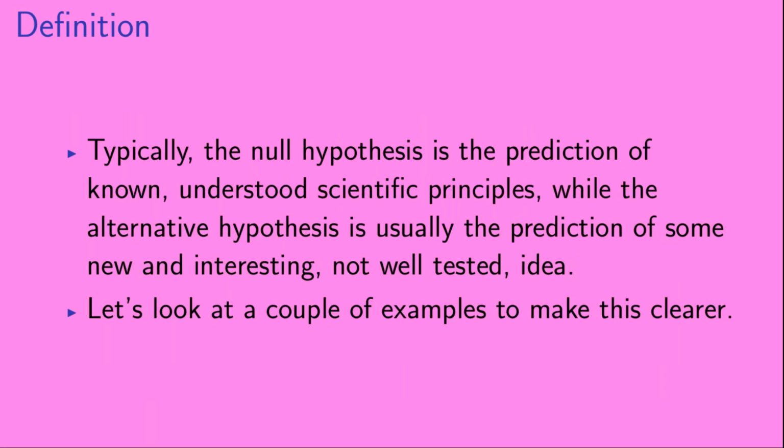Typically, the null hypothesis is the prediction of known, understood scientific principles, while the alternative hypothesis is usually the prediction of some new and interesting, not well-tested idea. Let's look at a couple of examples to make this clearer.